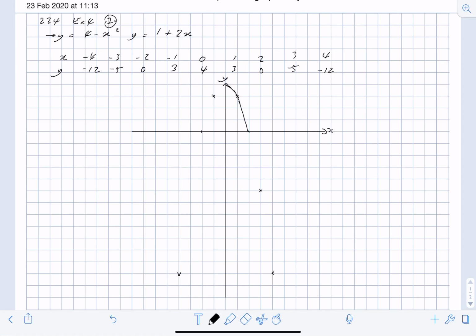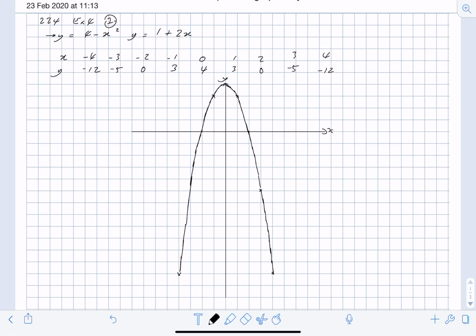So I'm just going to sketch this in. Okay, and then the other way. Okay, so that's my negative parabola.